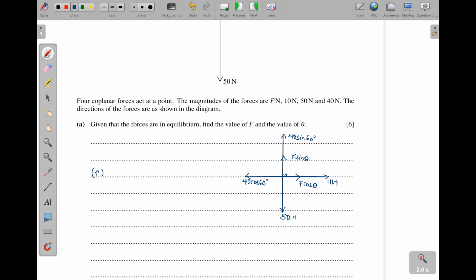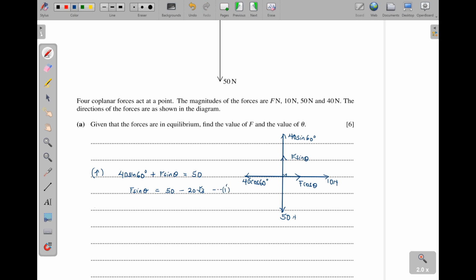Now, vertically, those that are going up are equal to the one that is going down. So we shall have 40 sine of 60 plus F sine theta equal to 50. So we can make F sine theta the subject. Sine of 60 is root 3 over 2, so that means F sine theta is equal to 50 minus 20 root 3. That is my equation 1.